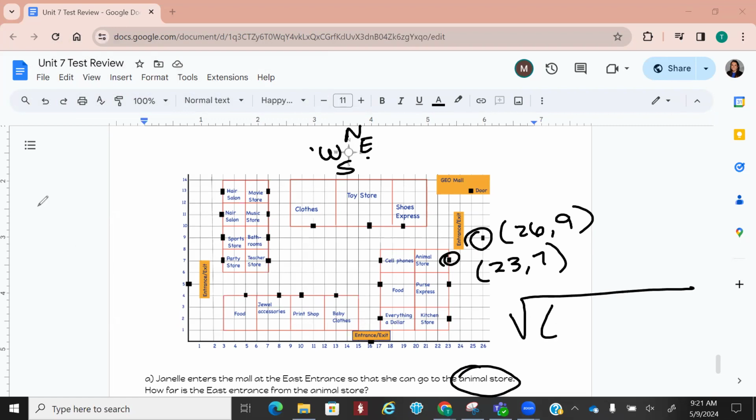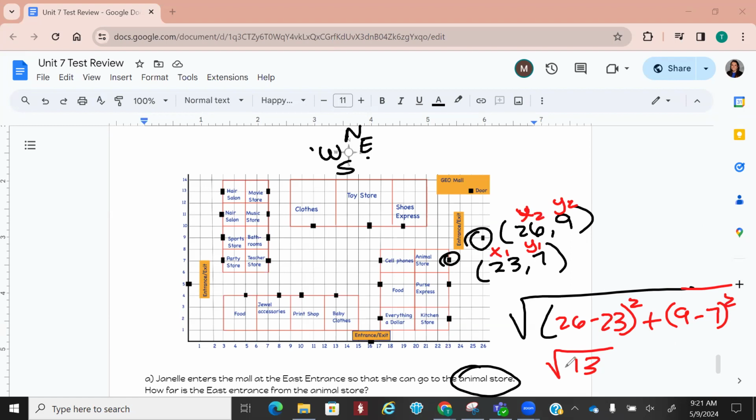Okay, so the distance is, you're going to label these x1, y1, and x2, y2. And then you're going to plug in. So 26 minus 23 squared plus 9 minus 7 squared. And I got 13, square root of 13 as my distance. You might have gotten decimal form. It's 3 point something. Okay. Questions on that?